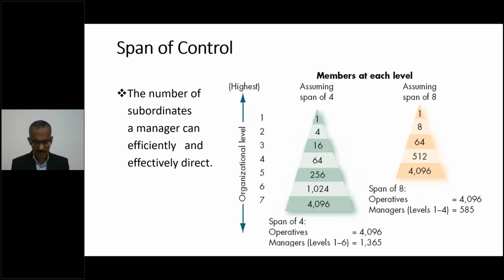So in general, people say wider spans result in efficiency. Again, as usual, there are a number of reasons why a wider span results in efficiency. Let us avoid details. But we just remember: narrow span, tall structure; wide span, wide structure. Narrow span, more levels and more managers. Wide span, fewer levels compared to a tall structure and fewer managers. Efficiency.